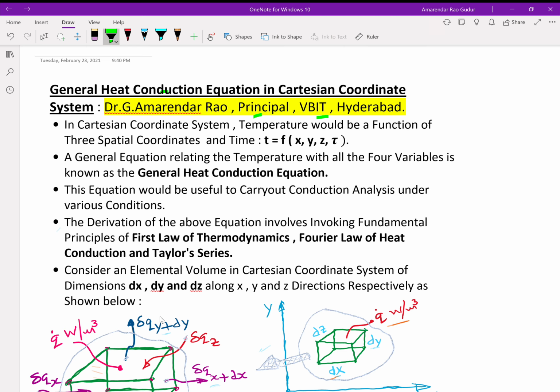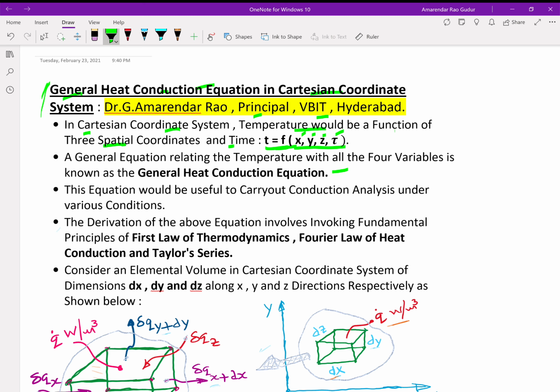So in this session, let us derive the general heat conduction equation in Cartesian coordinate system, which may be an important question for the students writing their end semester examination, as well as those who are looking for engineering services. As you are aware, in Cartesian coordinate system, temperature would be a function of all the three spatial coordinates and time. Mathematically speaking, temperature would be a function of x, y, z and time. A general equation relating the temperature with all the four variables is known as the general heat conduction equation.